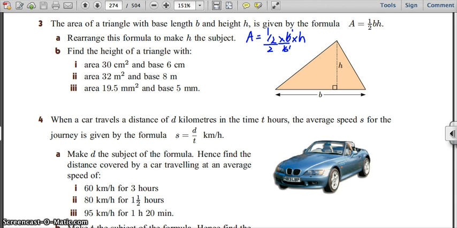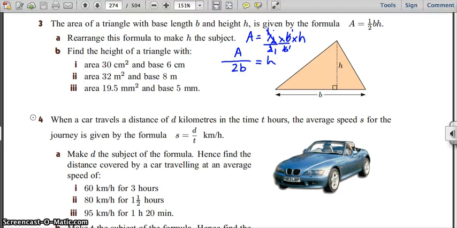So if we were to divide this side by 2 and divide B by B, that would give us 1. And that would give us 1. What we did to the right hand side, we must do to the left hand side. So A divided by 2B equals H. Okay. Would you agree with that? Yeah. And so we've made H the subject.